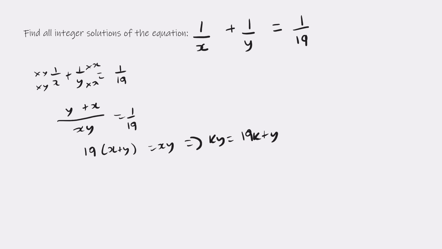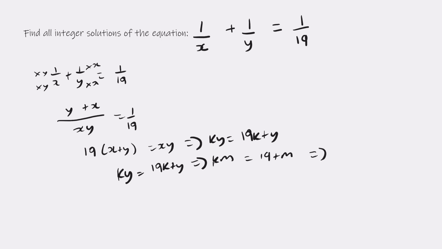And from the fact that ky equals 19k plus y, we can see that 19k plus y must be divisible by k. Therefore, y equals km, where m is an integer. So what that means is ky equals 19k plus y, as we've said, implies that km equals 19 plus m.